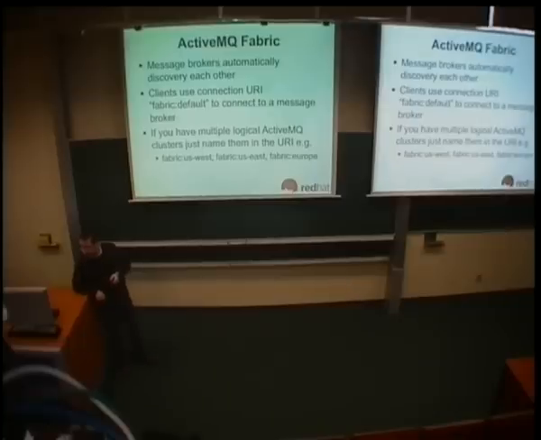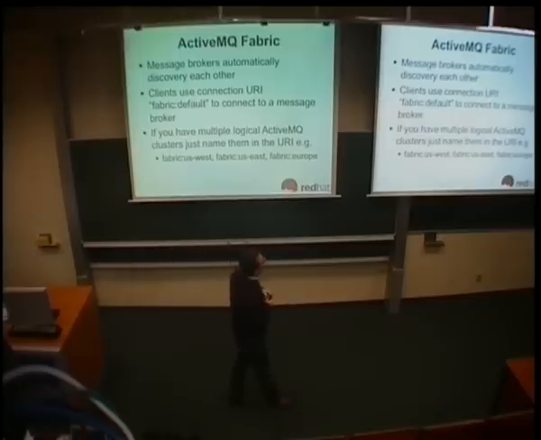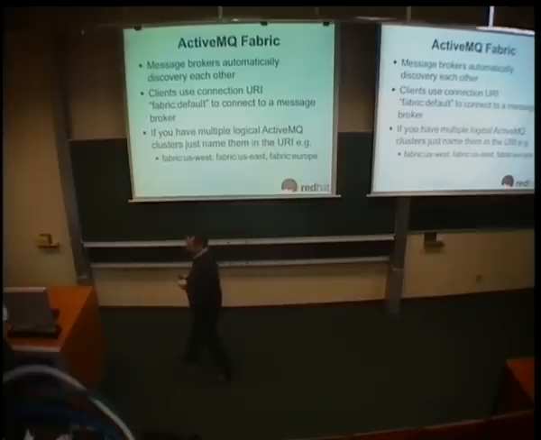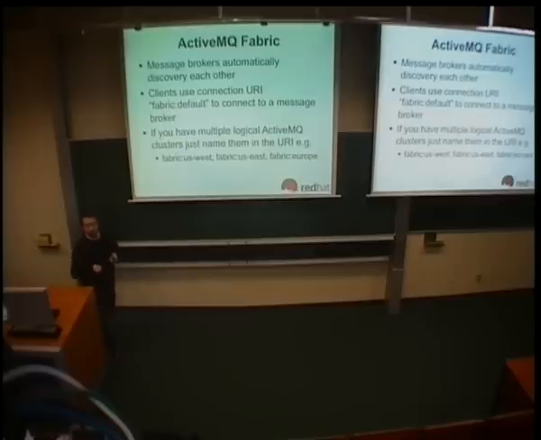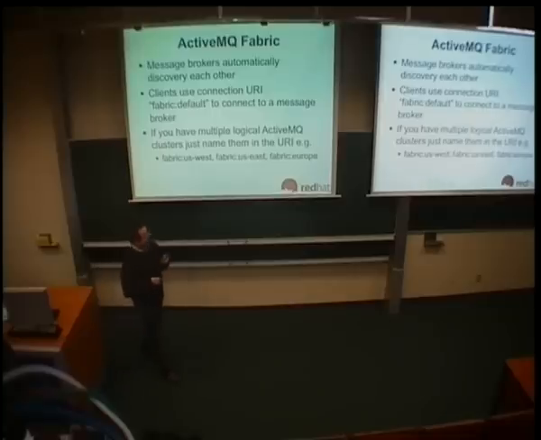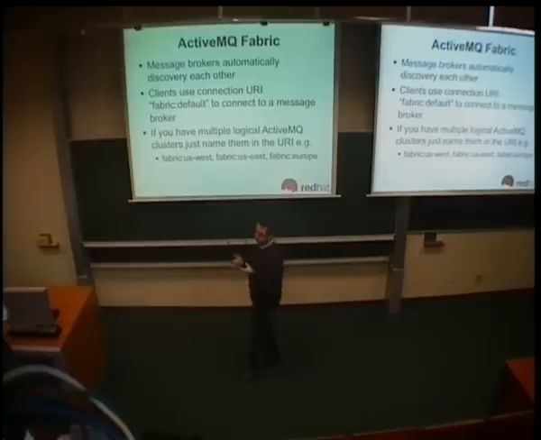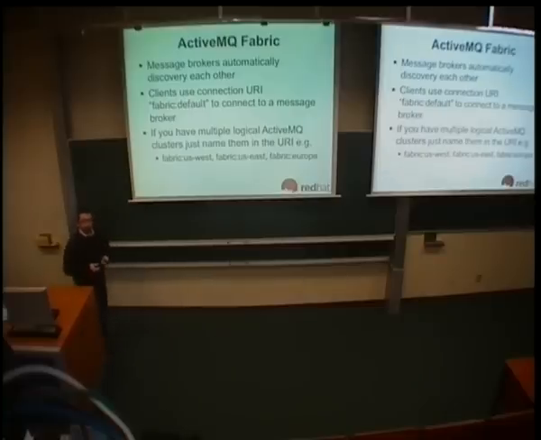For ActiveMQ, we also have a set of components for Fabric. Mainly, the idea is that the brokers can discover themselves and create a cluster. So a client doesn't need to know where the JMS broker is. It can just look it up using an identifier that will be registered by the broker, so that wherever the brokers are, your client will be able to connect to them. So you can move your JMS brokers and scale them, and it all works from the client point of view.